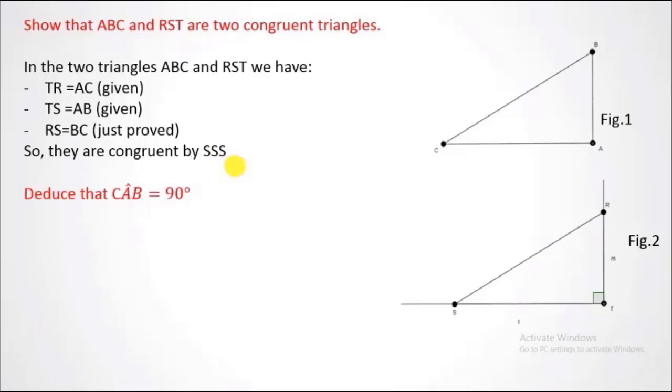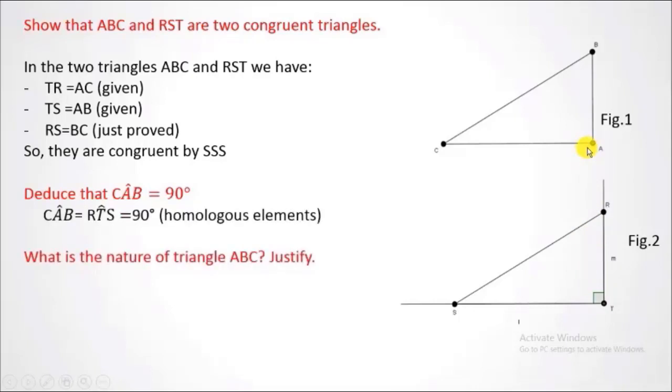Third step. Deduce that CAB is equal to 90 degrees. Deduce that the angle CAB, angle A in triangle ABC, is right. Since the two triangles are congruent, then by homologous elements, angle A is equal to angle T, then A is equal to 90 degrees. Fourth step. What is the nature of triangle ABC and justify your answer? From step 3, angle A is equal to 90 degrees, so triangle ABC is right at A.